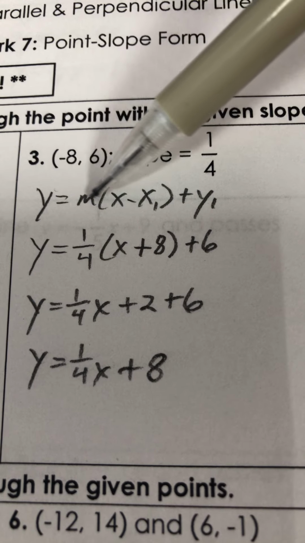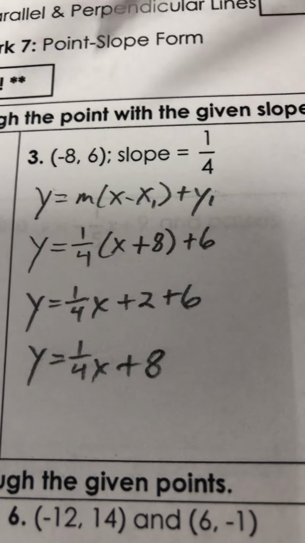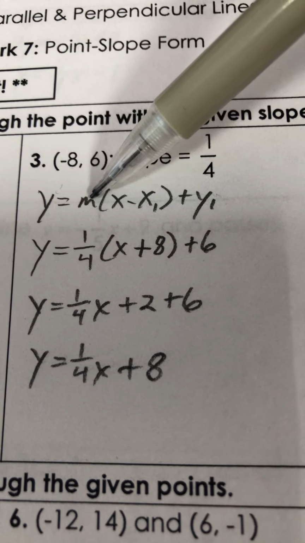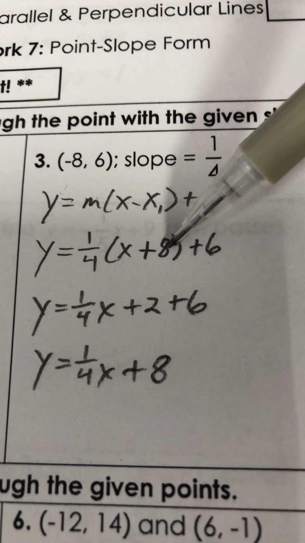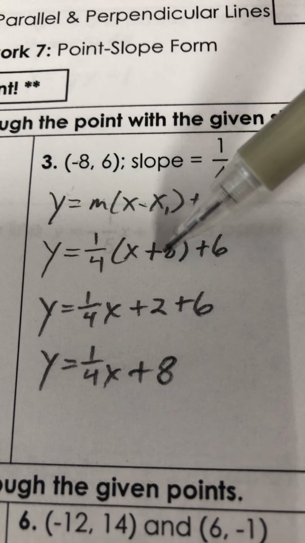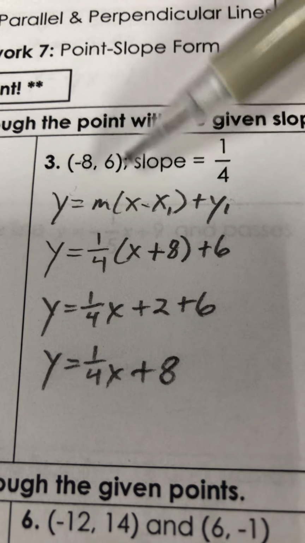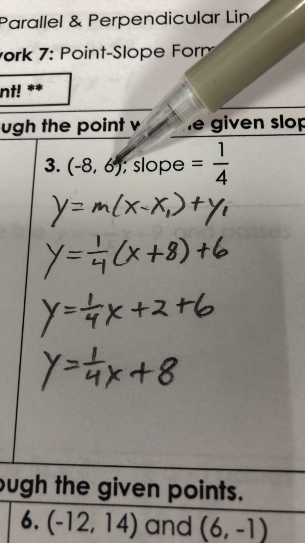Number 3, you could slow this down as needed. I write my formula every time so I can better memorize it. And so my slope is going to be 1/4, given right here. I put my x value in. Notice it's a minus x1. A minus a negative becomes addition, so I have +8. And then I'm adding my y1, which is right here.